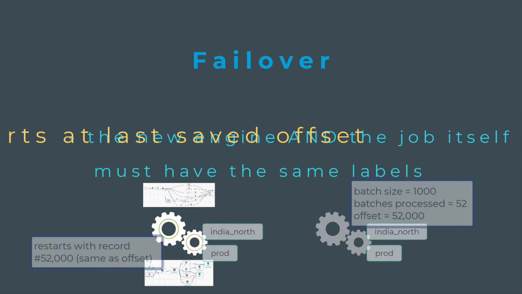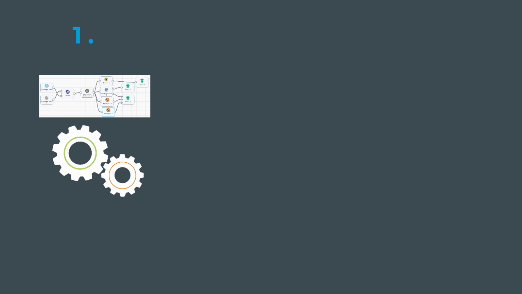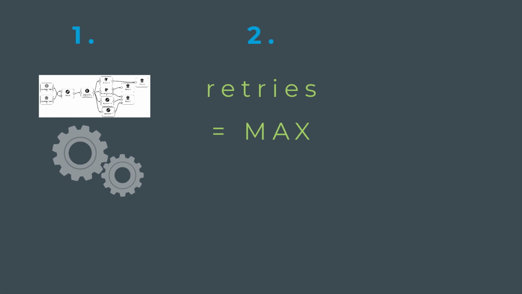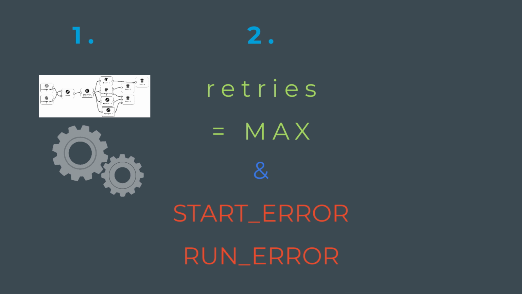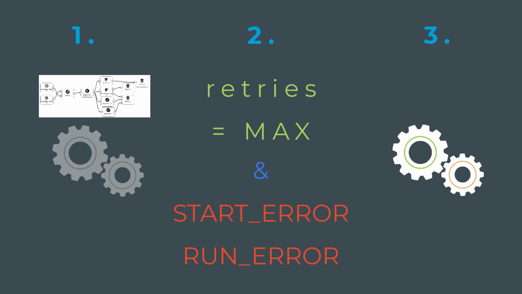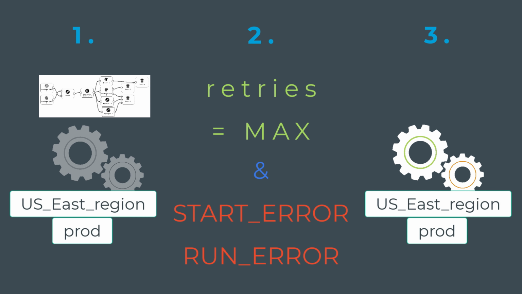1. The data collector that is running the pipeline unexpectedly shuts down. 2. The pipeline has reached the maximum number of retry attempts after encountering errors and has transitioned to a start error or run error state. 3. An available data collector has all of the same labels specified for the job and is not currently running an instance of the job.